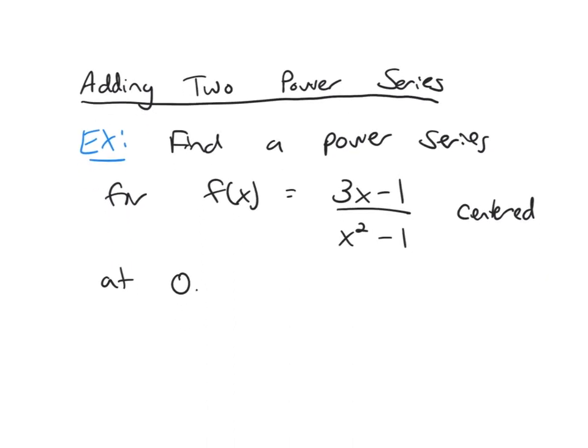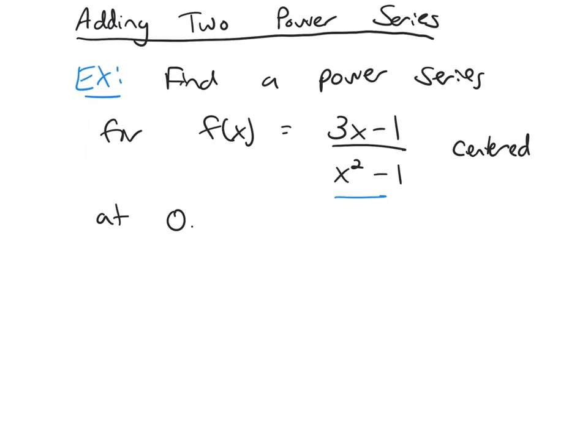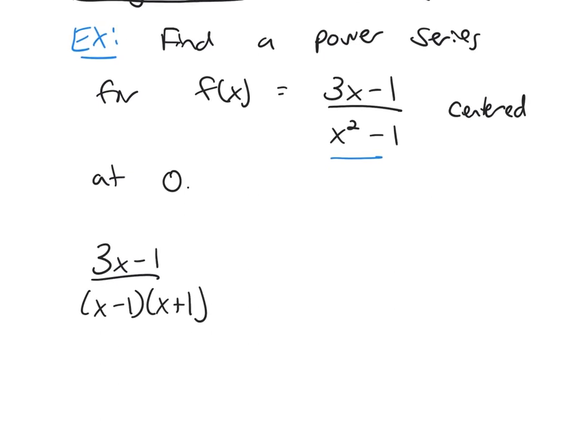Now if I look at this function, it's a polynomial over a polynomial. It's a rational function. So we should think back to what we did when we learned integration. We used partial fractions for things like this. So let's do that here. Let's rewrite this function with partial fractions. So you need to factor the denominator. It factors into (x minus 1)(x plus 1), because it's a difference of squares.